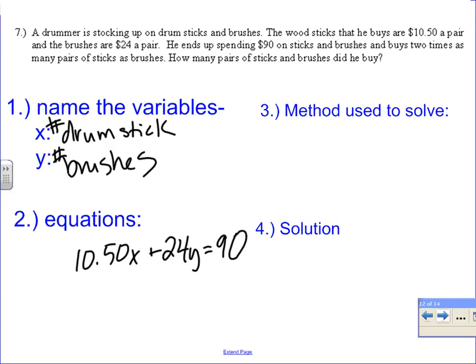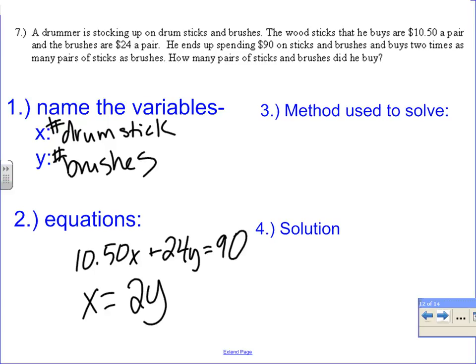Amanda? Nope, but you're on the right track. You said 2x plus 1y. So let me say that again. He buys 2 times as many drumsticks as brushes. Something equals something is a hint. Well, you're close. That's normal to say it that way. Drumsticks is equal to 2 times as many brushes. So you need to keep it as X equals 2Y.